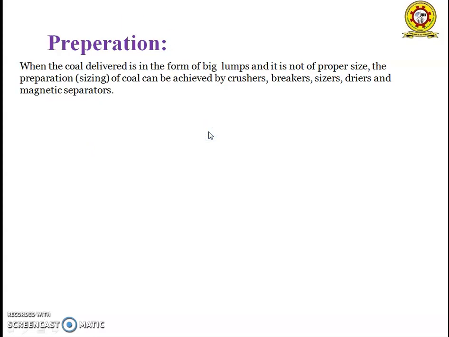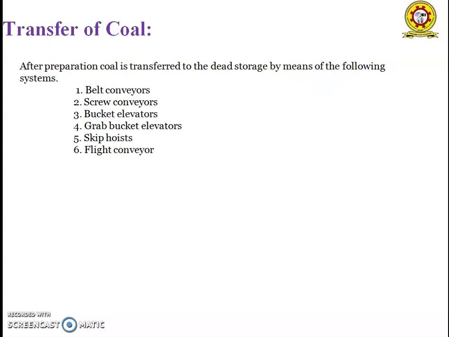And next one is preparation. For the preparation, when the coal delivered is in the form of big lumps, it is not of the proper size. The preparation or sizing of the coal can be achieved by crushers, breakers, sizers, dryers and magnetic separators. After that, the coal is transferred.